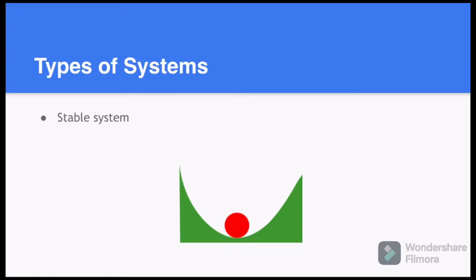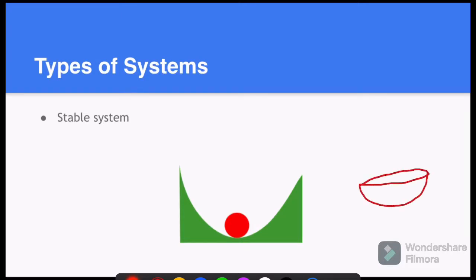To teach these three concepts to students, you require one bowl and one plastic ball. Just understand this green one is a bowl. Any bowl you can take, and just place the ball inside the bowl. So this is a bowl and this one is a ball. Any plastic ball you can take. So we'll see what is a stable system.